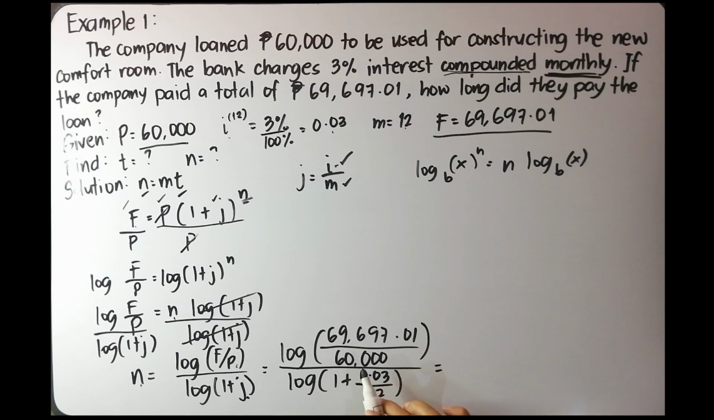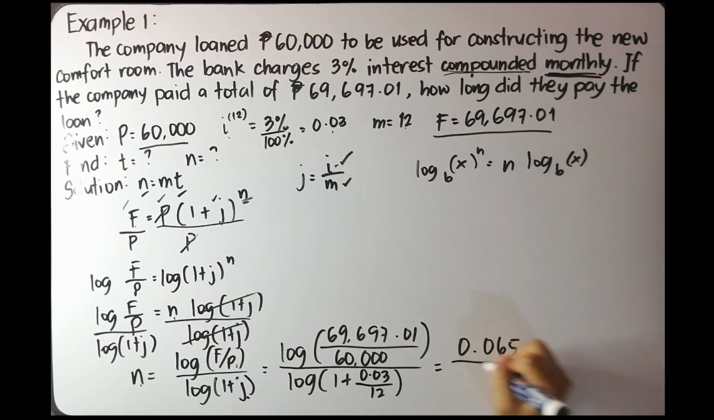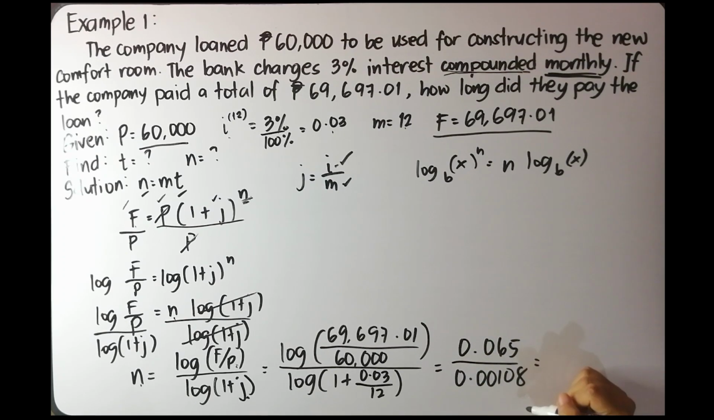69,697.01 divided by 60,000, we have 0.065, divided by the log of 1 plus 0.03 divided by 12, we have 0.00108. So let's divide these two values. We have n equals 60.185, or when we round it off, it's 60.